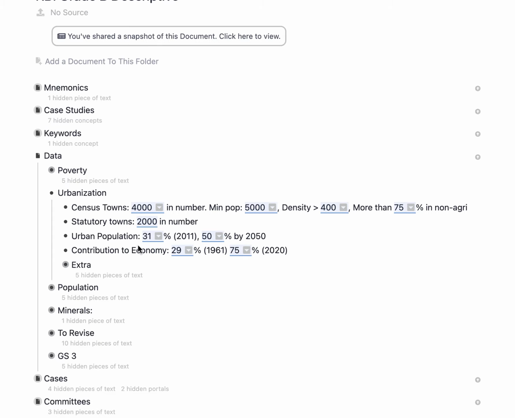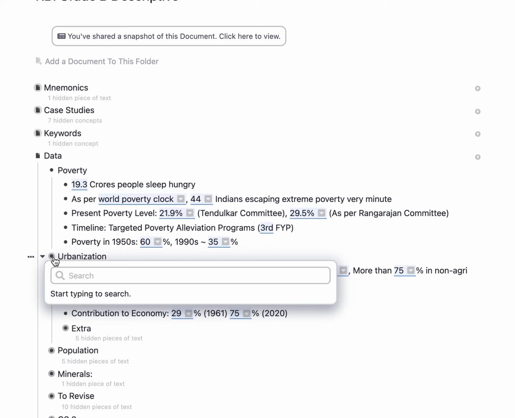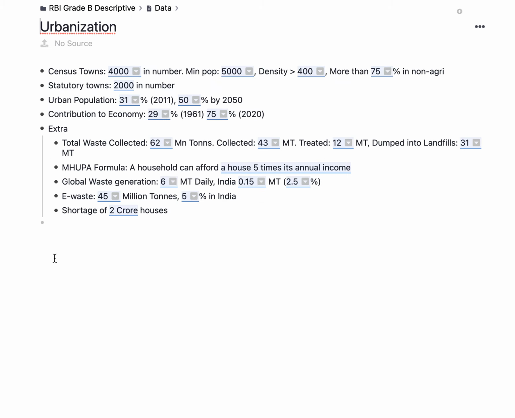Like in the last video, we were studying urbanization. Otherwise we could have done this with poverty also. We can do this with any general awareness topic, but here we were discussing value addition material and in that data, this is urbanization. If you look at urbanization, we have given you around 5 data points, and there are certain points which are extra. We have classified it like that. So now how to revise it, how to memorize it, and then how to internalize it.